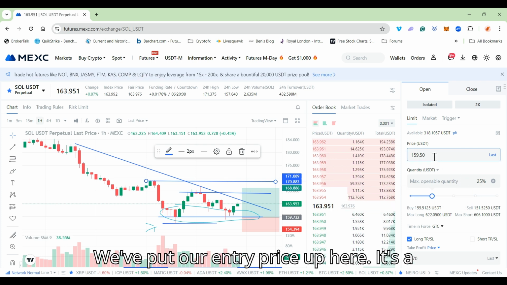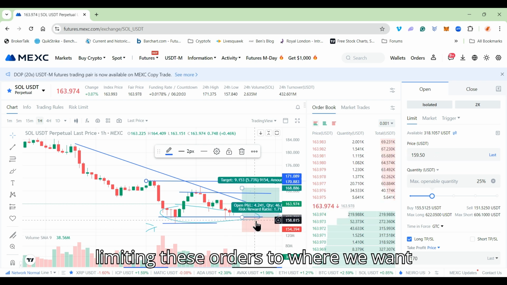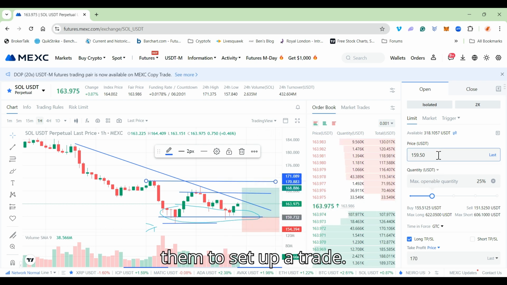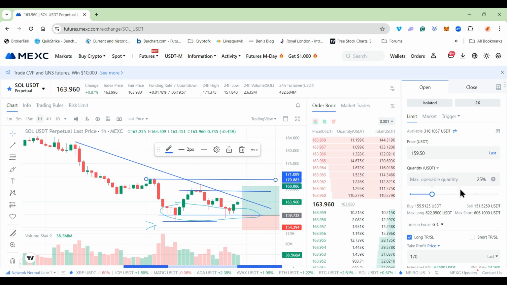We've put our entry price up here. It's a limit order, remember, because we're just limiting these orders to where we want them to set up a trade. 159.50 is roughly where we want to enter.